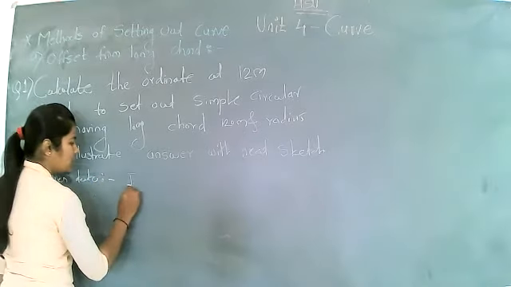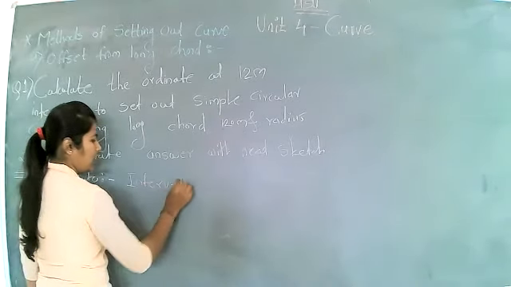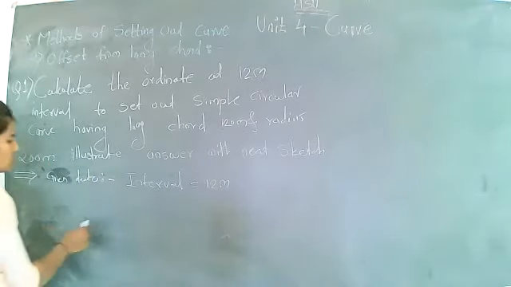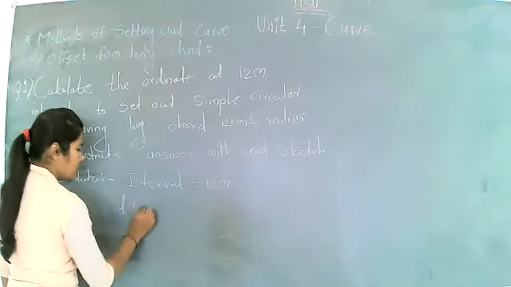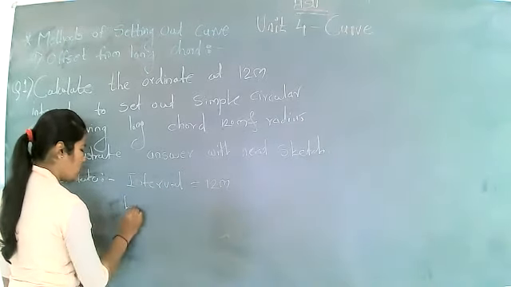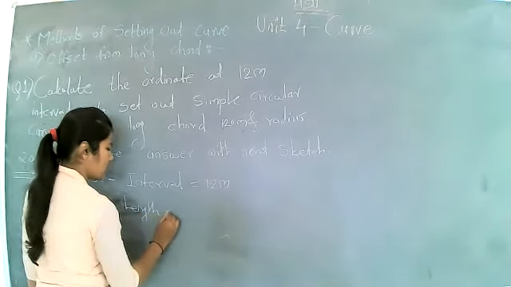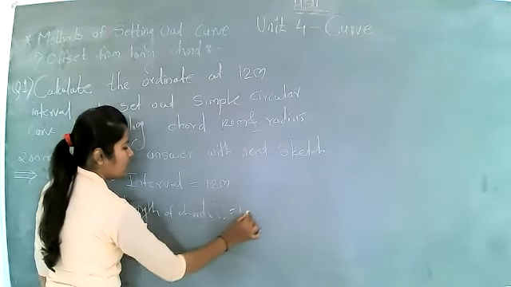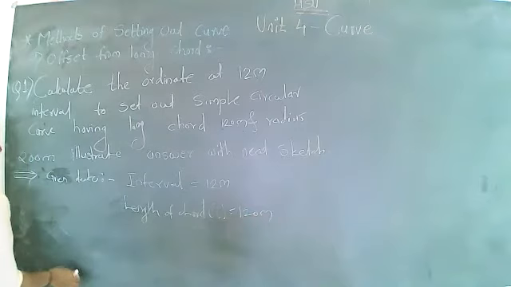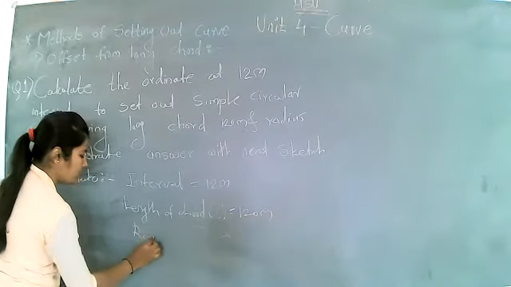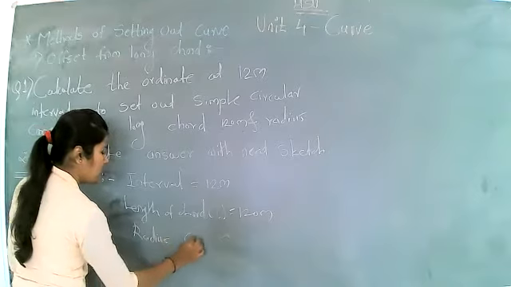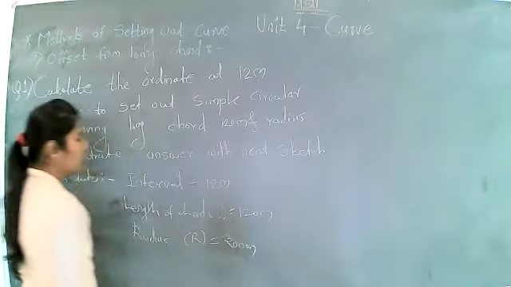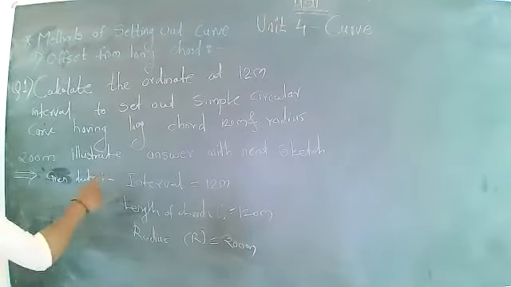We have the ordinate interval, which is given as 12 meter. Next, the length of chord, L, is given as 120 meter. And lastly, the radius of curve, R, is given as 200 meter. Now we have to calculate the offset at the interval.